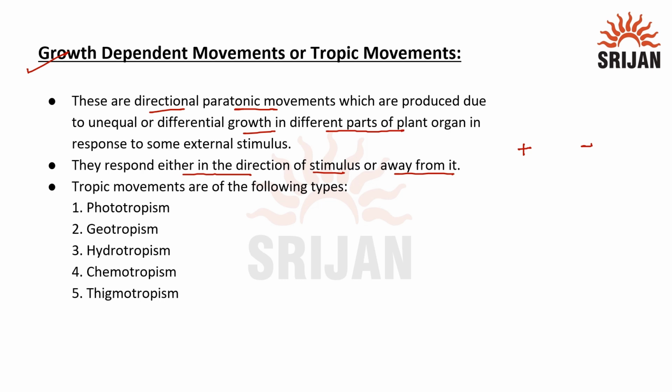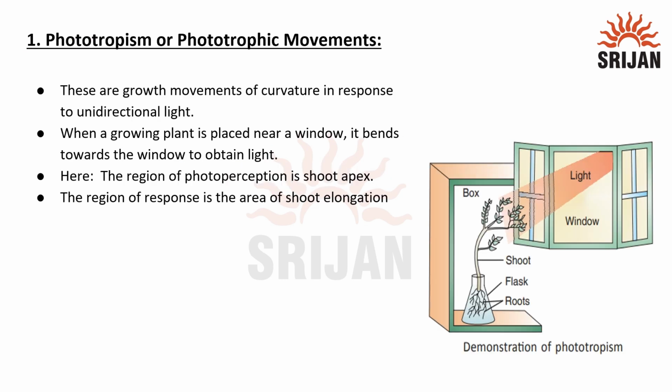Now these tropic movements are of different types like phototropism, geotropism, hydrotropism, chemotropism, and thigmotropism. Phototropism, or phototropic movement, is growth movement of curvature in response to unidirectional light. When a growing plant is placed near a window, it bends towards the window to obtain light. Here, the region of photoperception is the shoot apex, and the region of response is the area of shoot elongation.